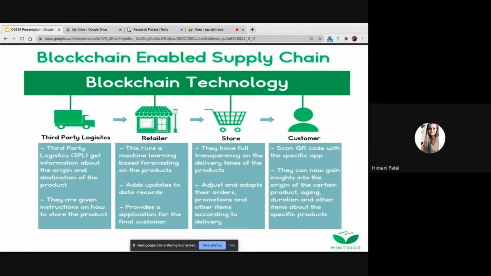Lastly, the customers can scan a QR code with the specific app. Now they can gain insights into the origin of certain products, aging, duration, and other items about the specific products.